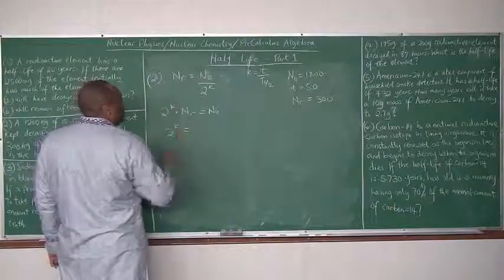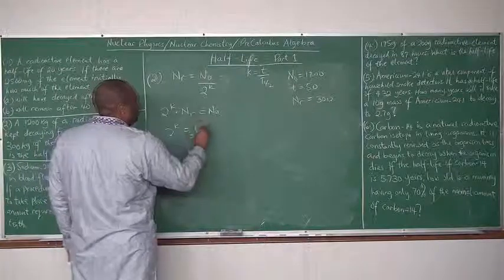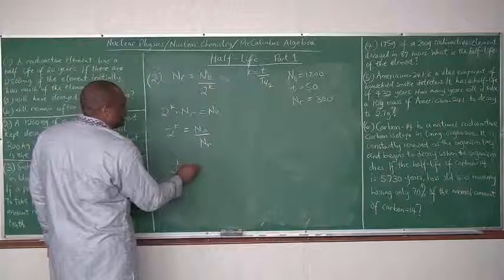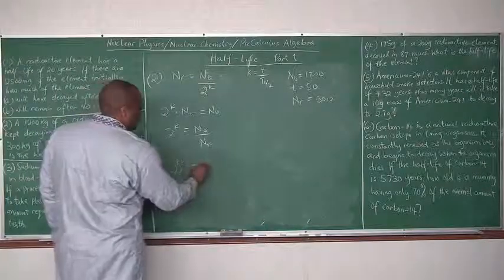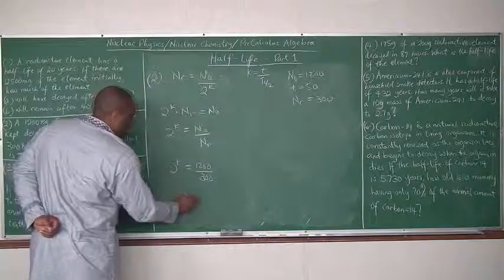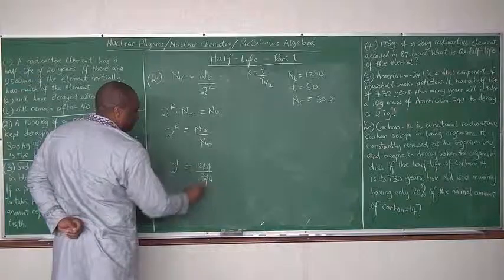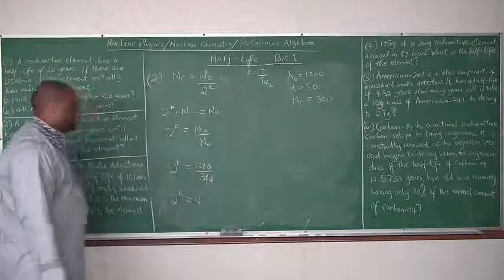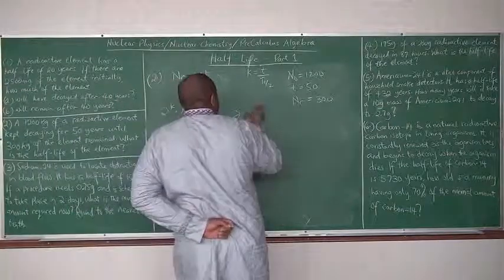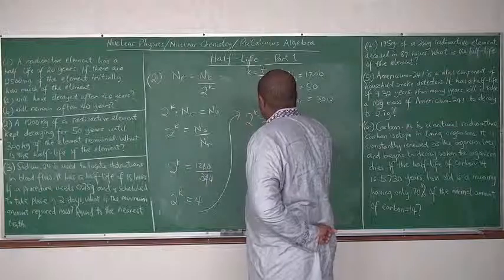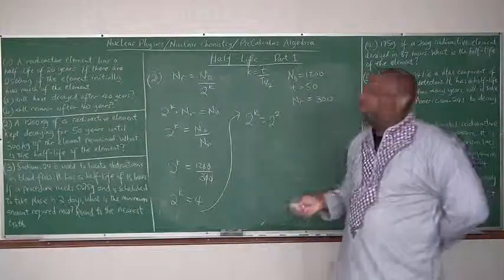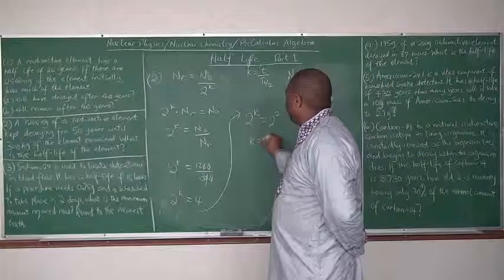2 exponent K is NO over NR. So 2 exponent K is 1200 over 300. 2 exponent K is 4. That means that 2 exponent K is 2 squared. They have the same base, so equate their exponents. K is equal to 2.